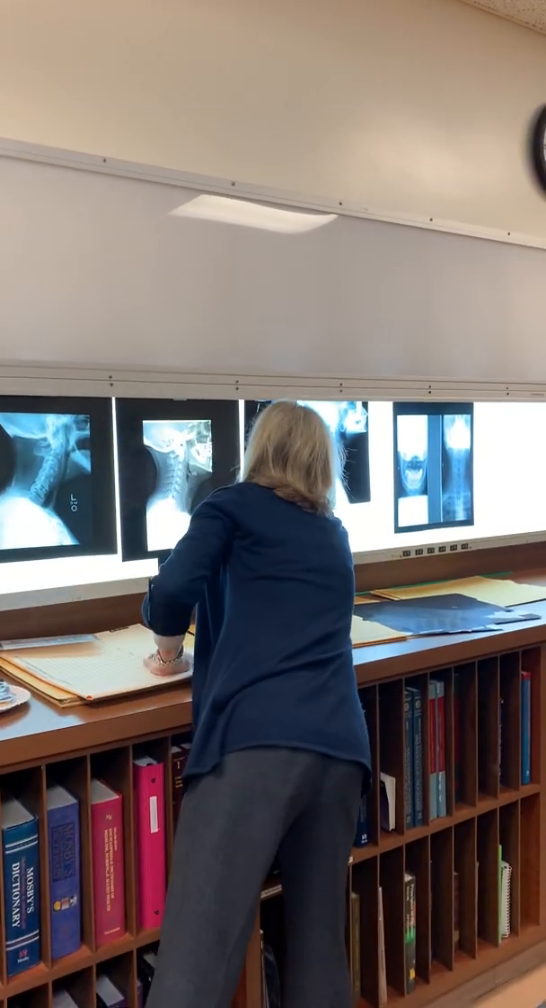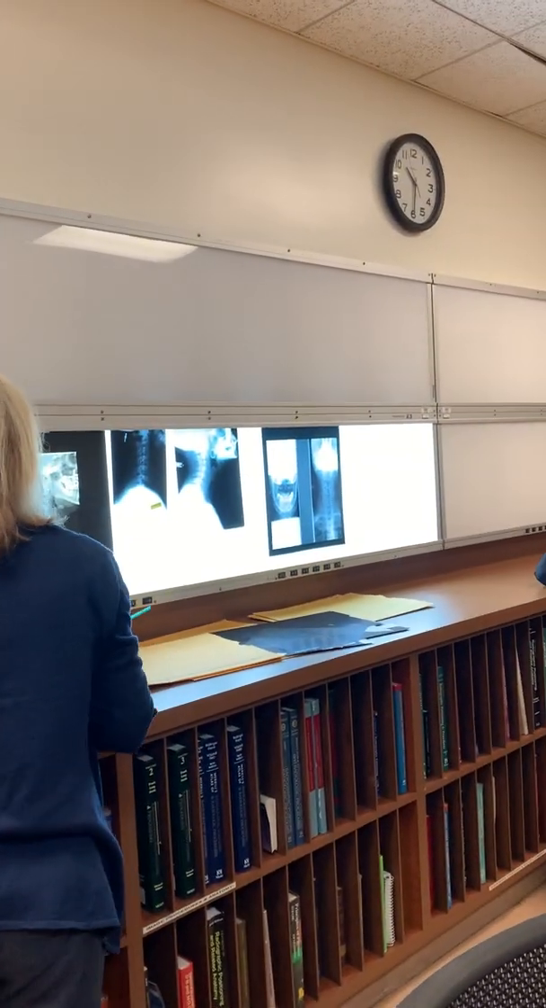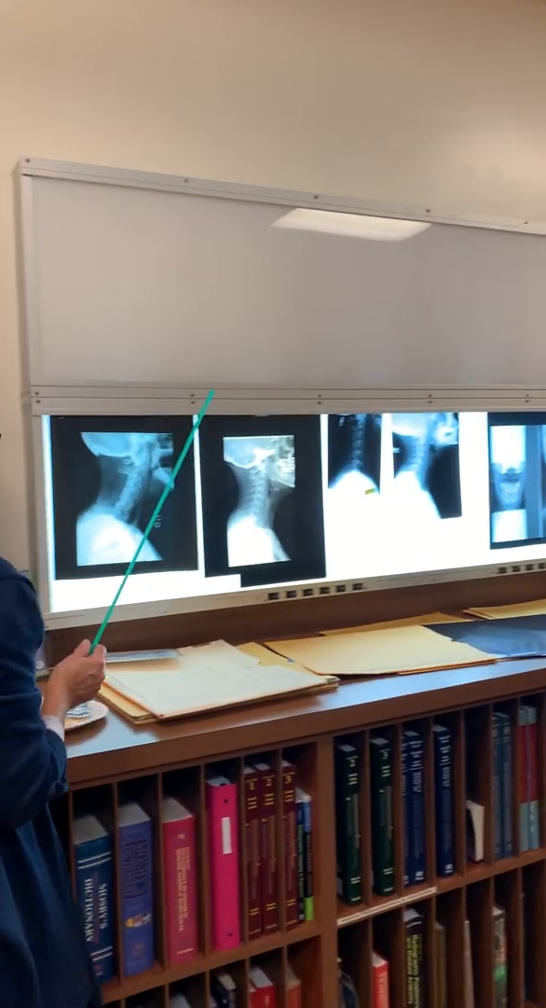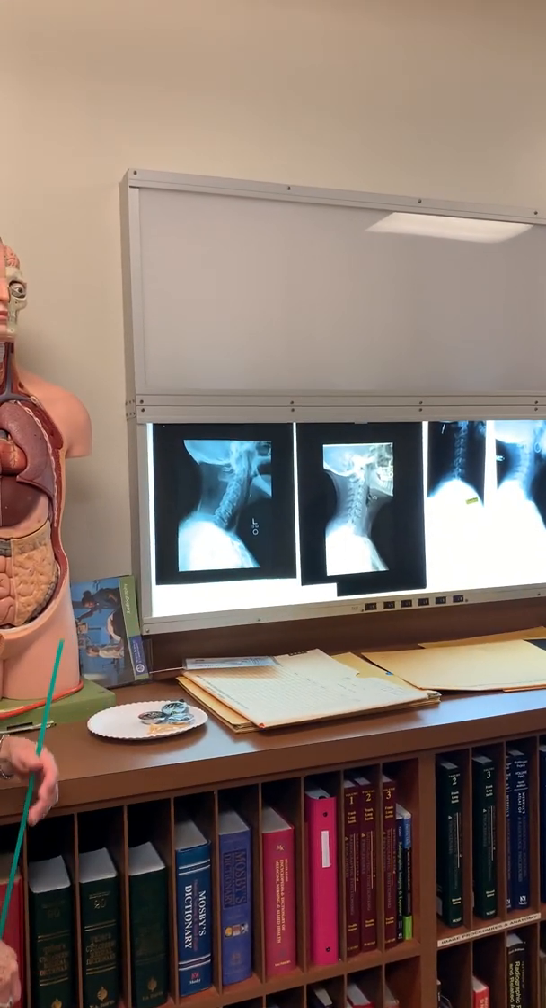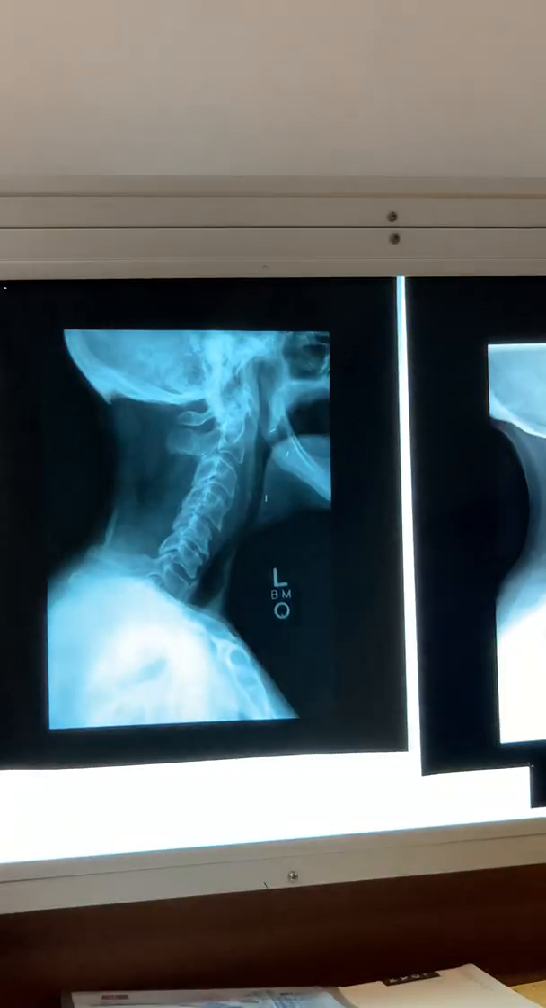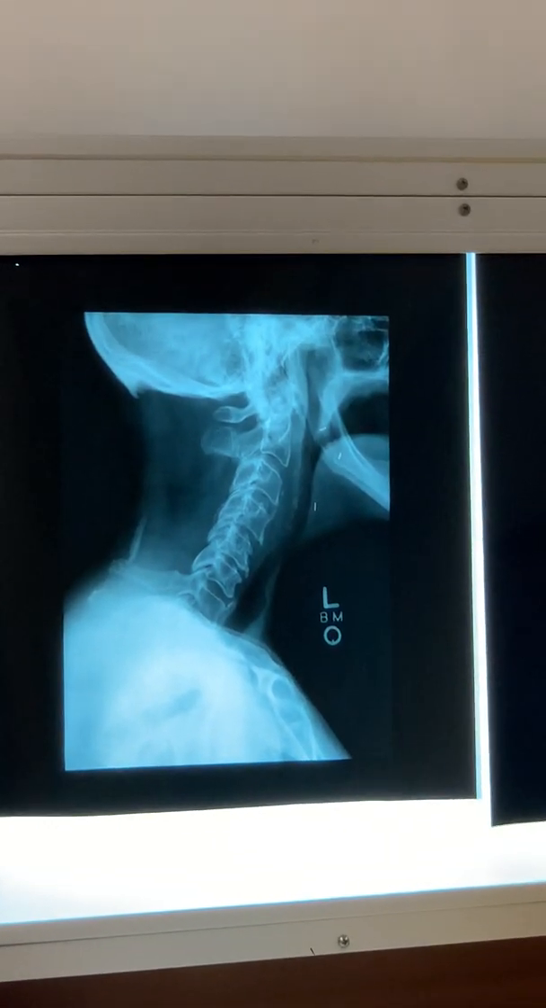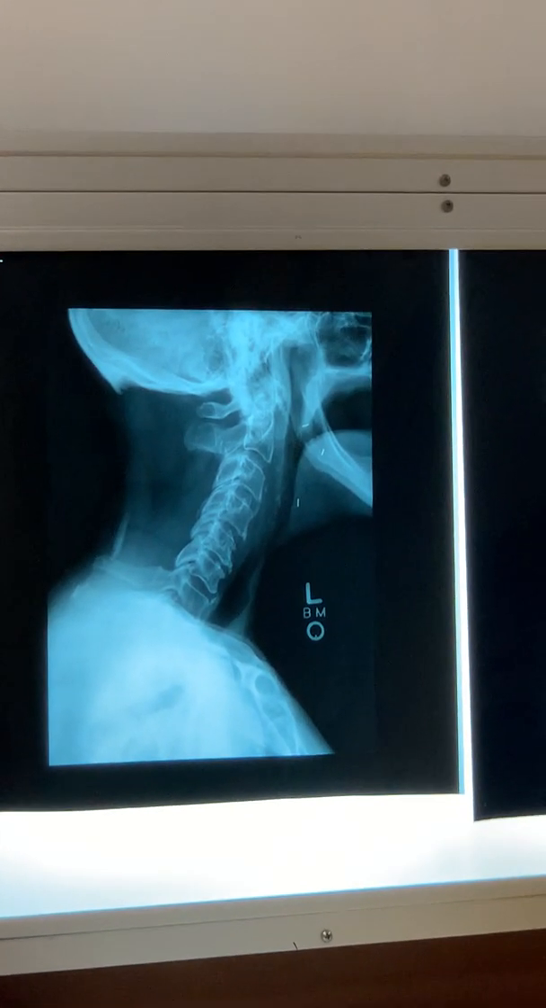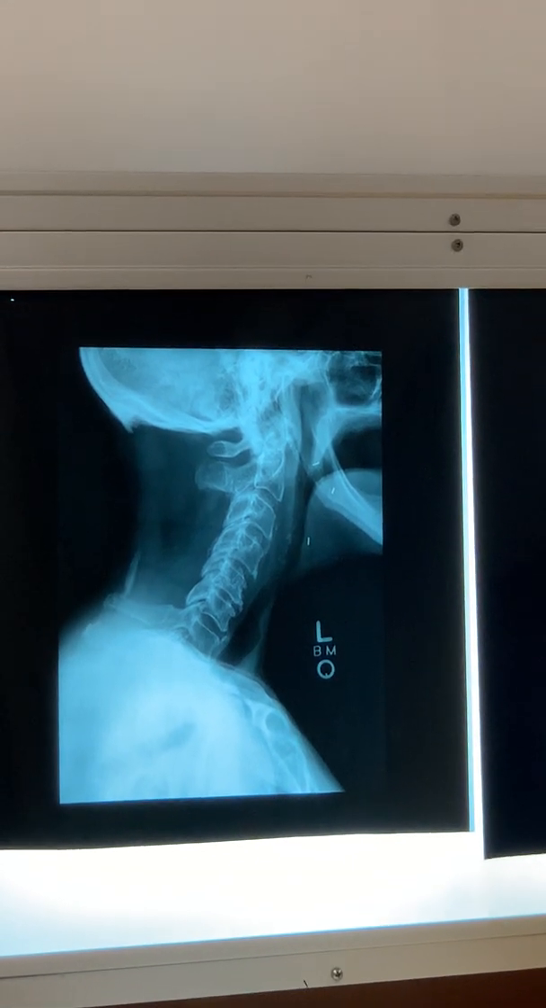All right, so here's some of our laterals that we have. How many cervical vertebrae should you see? You should see all 7 on the lateral. And like I said, if you don't see C7, what should you do?